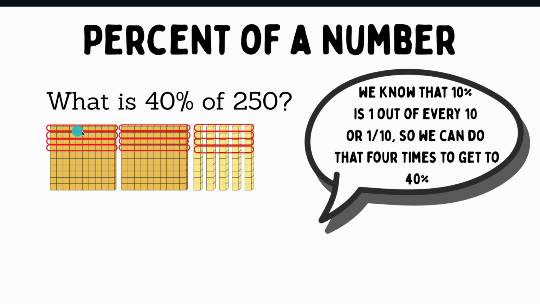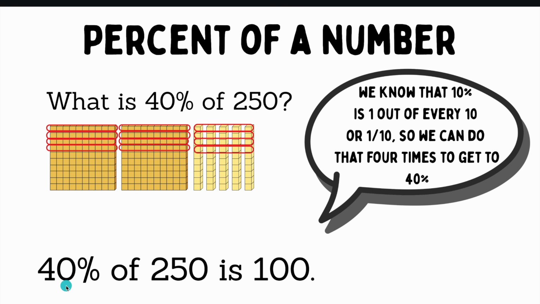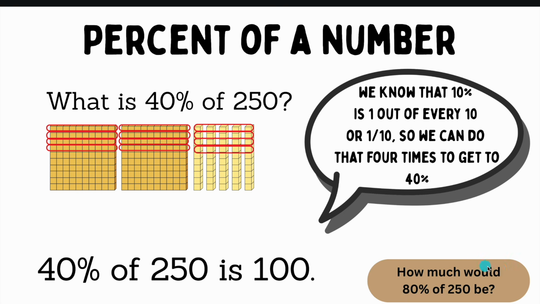Let's count. 10, 20, 30, 40, 50, 60, 70, 80, 85, 90, 95, 100. 40% of 250 is 100. How much would 80% of 250 be? We know 40%. Let's double the 40 and make it 80. We can just double 100.